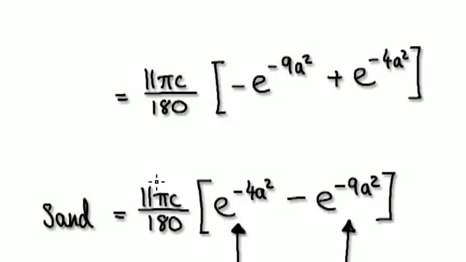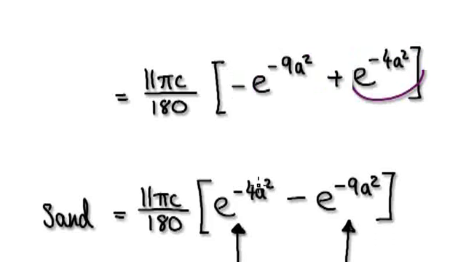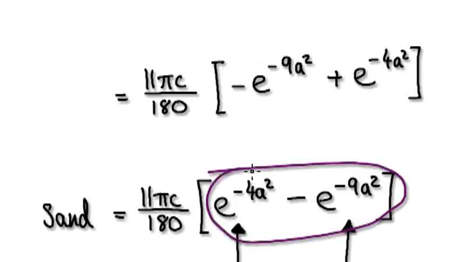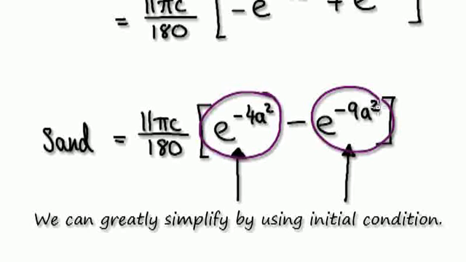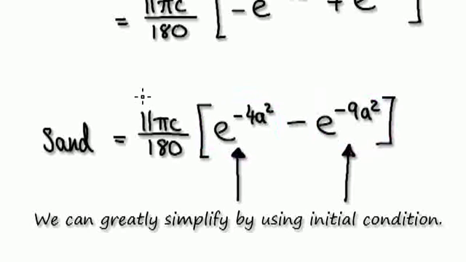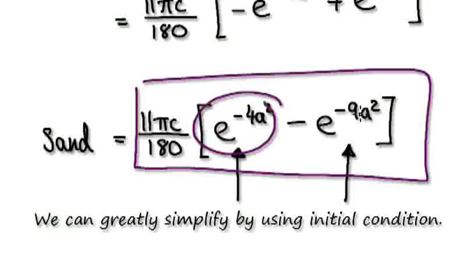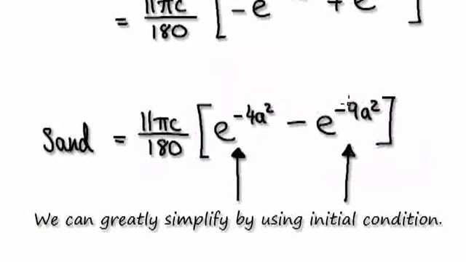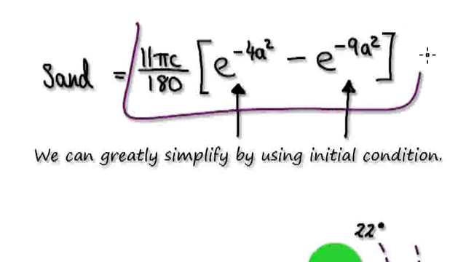Now switch these two around so it just looks neater. You've got a minus and a plus here. Switch them around, that will then give you this. So when you get to this stage here, we can greatly simplify this by looking at the initial condition. The volume of the sand for the time being is this, but we can greatly tidy this up by looking at the initial condition. Remember, we are going to come back to this bit later on.